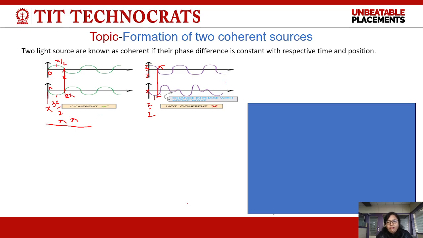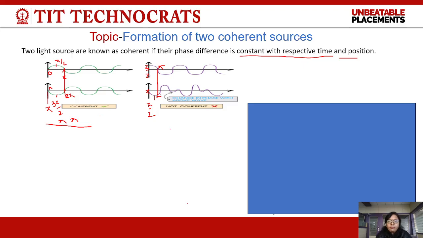In the same way, if we calculate the phase difference between this wave and this lower wave, we get a different phase difference at different times. So we can say that the first two waves are coherent and the last two waves are incoherent. I think it is clear to all of you: two waves are coherent if their phase difference is constant with respect to time and position.